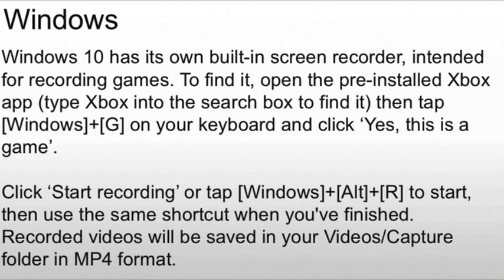Windows. Apparently Windows 10 has a built-in screen recorder meant for games, and you can access it through tapping Windows G on your keyboard, and then yes, this is a game. You can then click start recording, etc. It used to be a little bit easier than this. I'm not sure if there is an easier system in Windows, but I know that there's a built-in system for screen capture in Windows, just like QuickTime in Mac. So make sure that you kind of play around with this, see if it works, especially on Windows 10. You can always do a Google search too for screen record and then whatever version of Windows you're using.